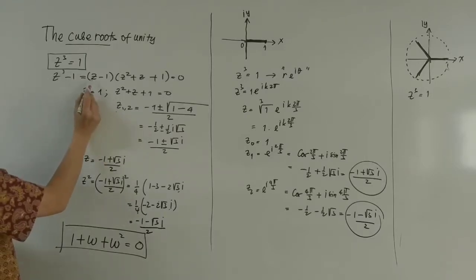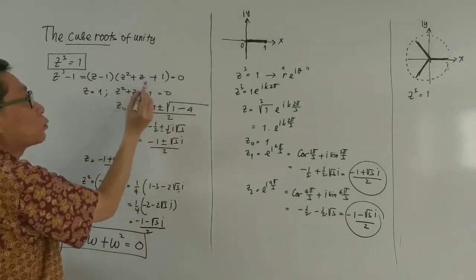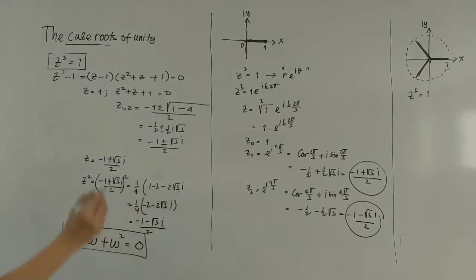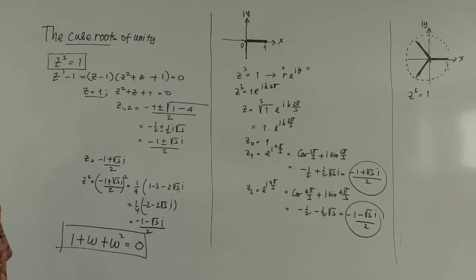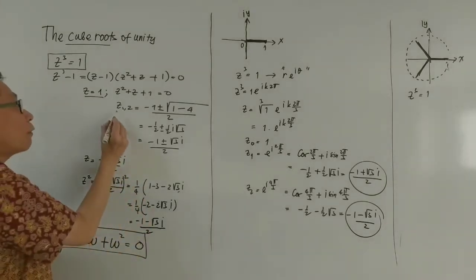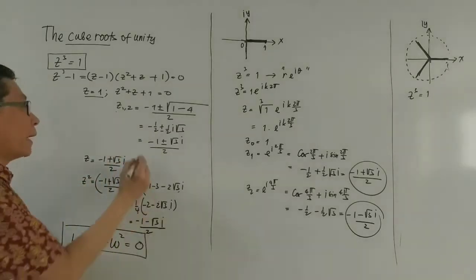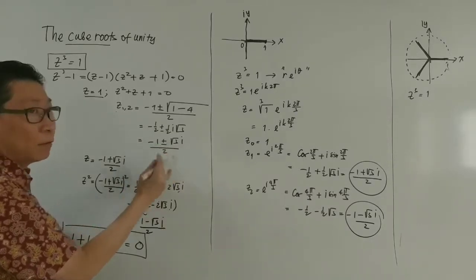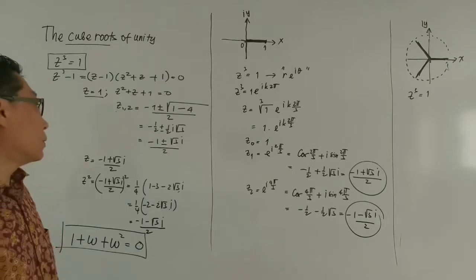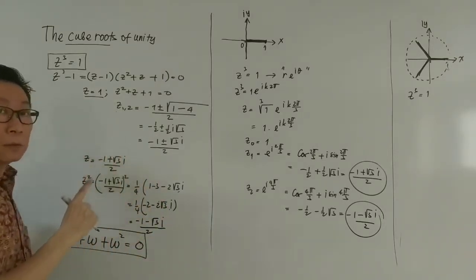We can factorize: z minus 1 times z squared plus z plus 1 equals 0. And then we have z equals 1, and z squared plus z plus 1 equals 0. If we solve with the ABC formula, then we have z equals minus 1 plus or minus square root 3i over 2. So this is the first root, the second root, and the third root.